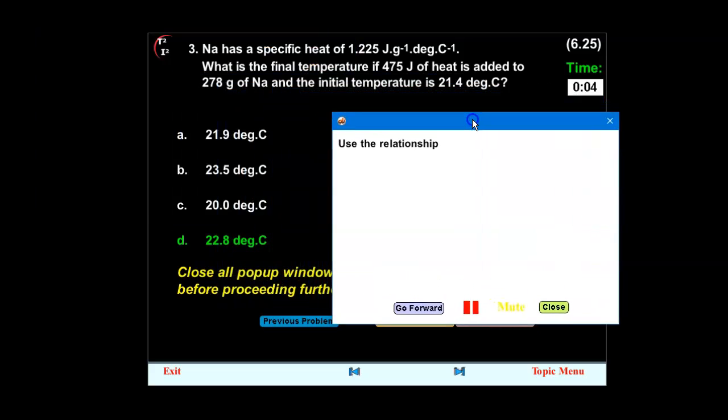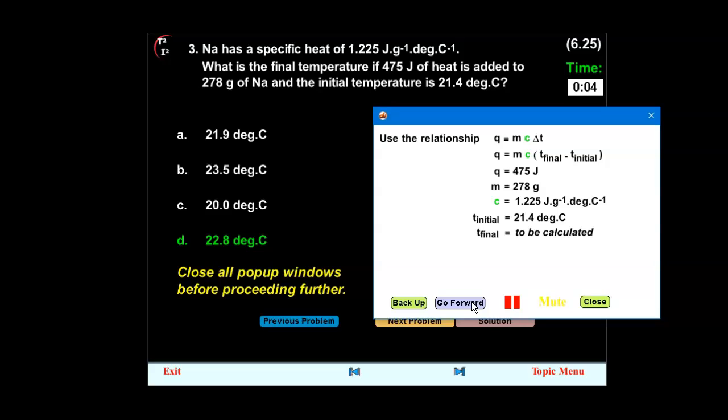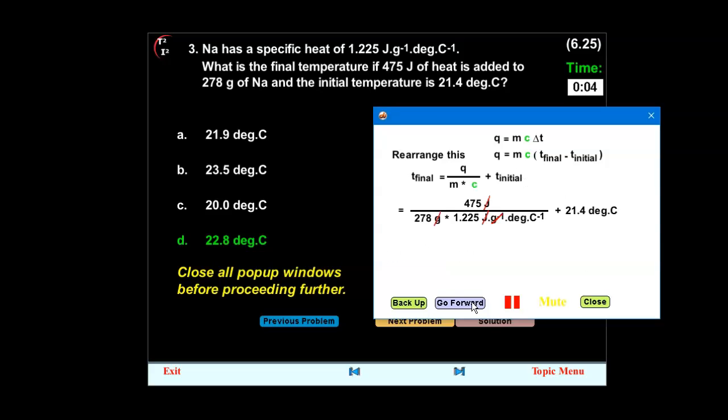Use the relationship Q equals M C delta T. T initial equals 21.4 degrees Celsius. T final is to be calculated. Rearrange this. T final equals Q divided by M times C plus T initial, equals 1.39 degrees Celsius plus 21.4 degrees Celsius equals 22.8 degrees Celsius.